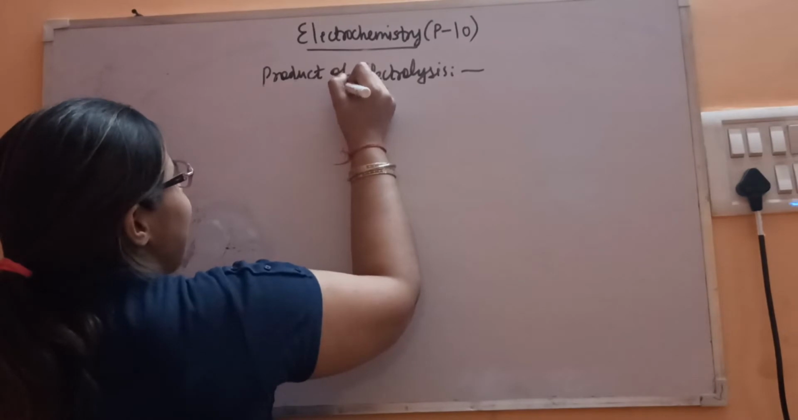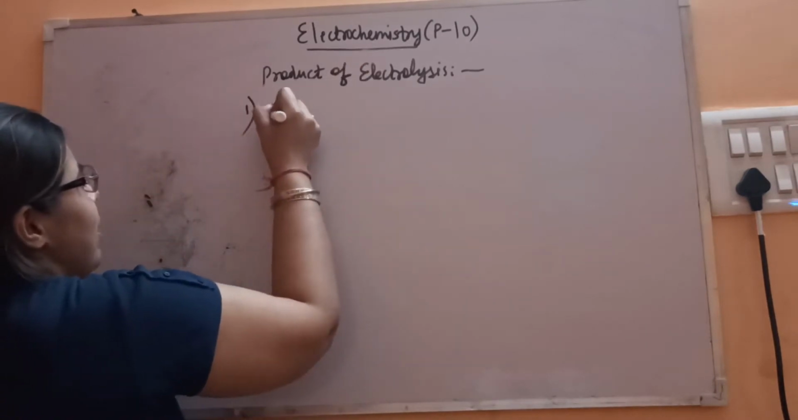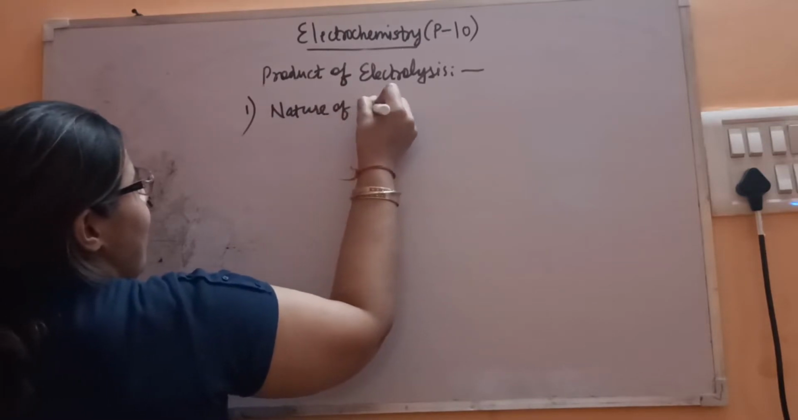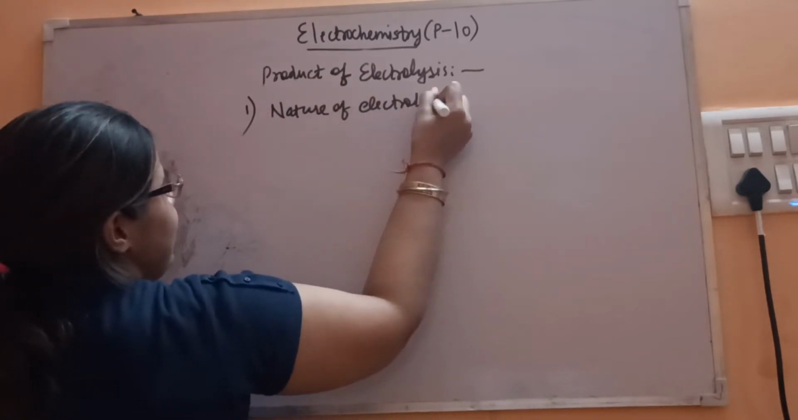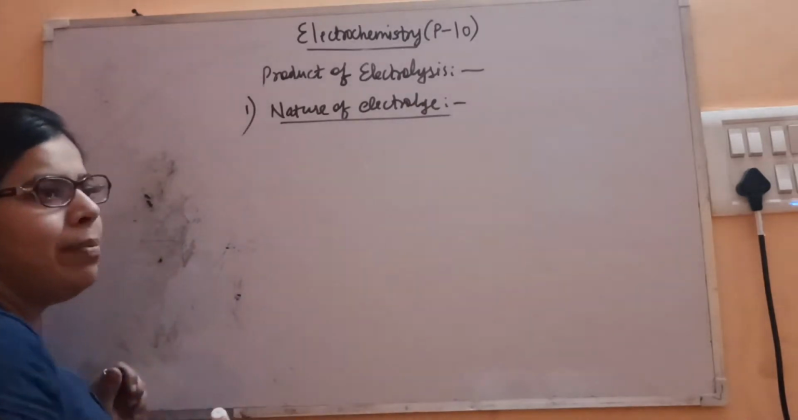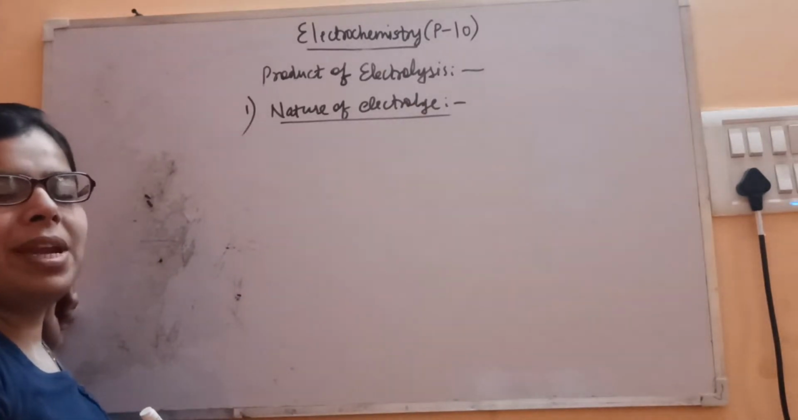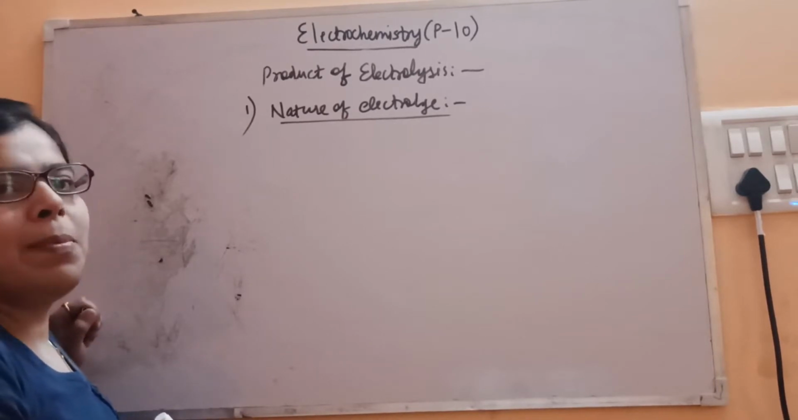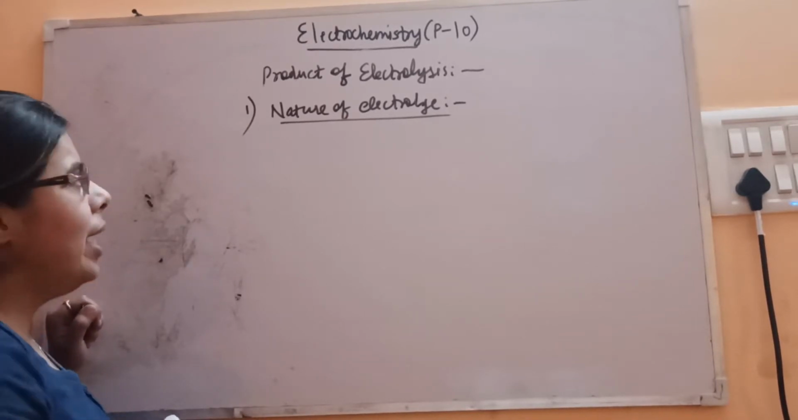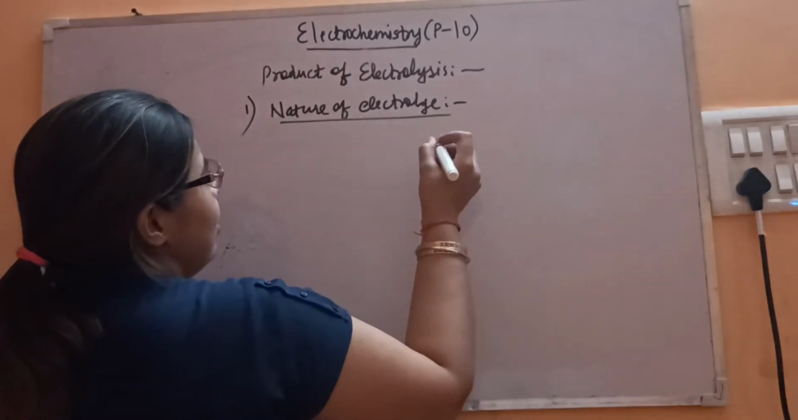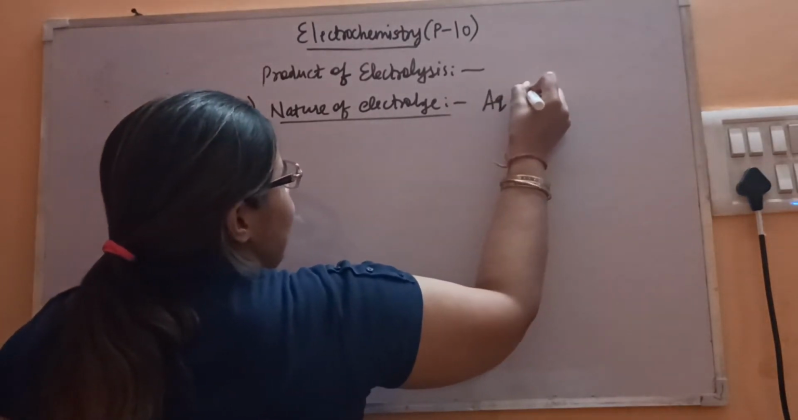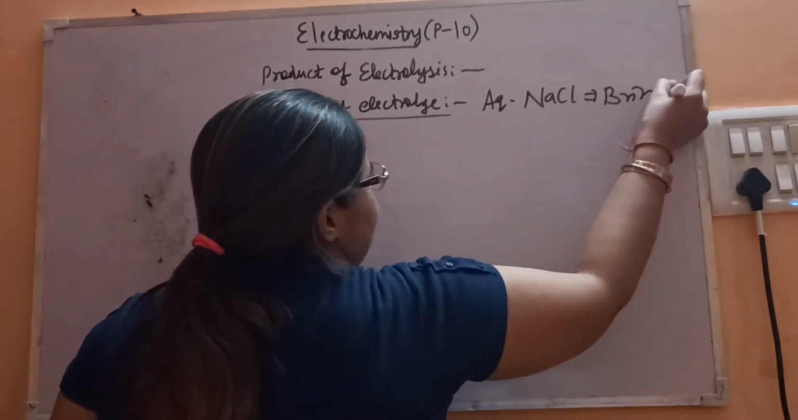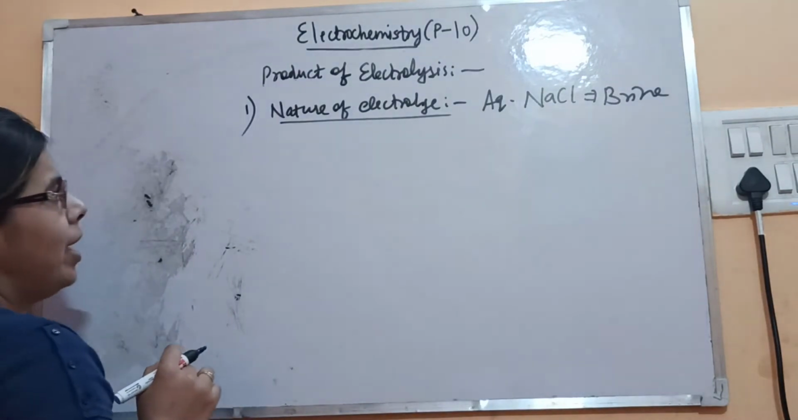So we have started with the first part, that is the nature of electrolyte. First we have seen, when we take molten electrolyte, molten NaCl, what are the products? Sodium gets liberated at the cathode and chlorine gets liberated at the anode. Now let's see if we take an aqueous solution of NaCl, which is known as brine solution, which you have studied in 10th standard.